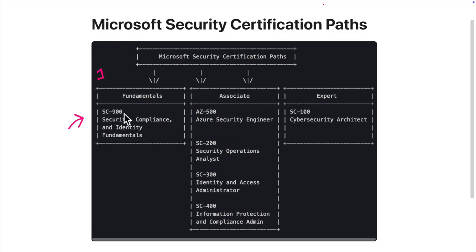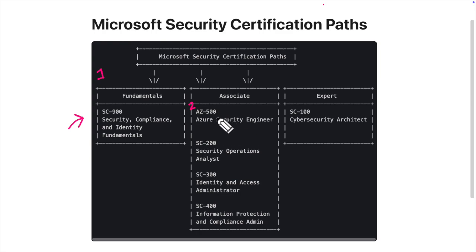Here the path is a little bit different. It was like SC 900, right? Now 500, 200, 300, 400, something like that. You can start from here, and then you can move down the path. After the fundamental, the second thing you need to complete is AZ 500, which means Azure Security Engineer, and this focuses on implementation of security controls and threat protection in Azure environment.